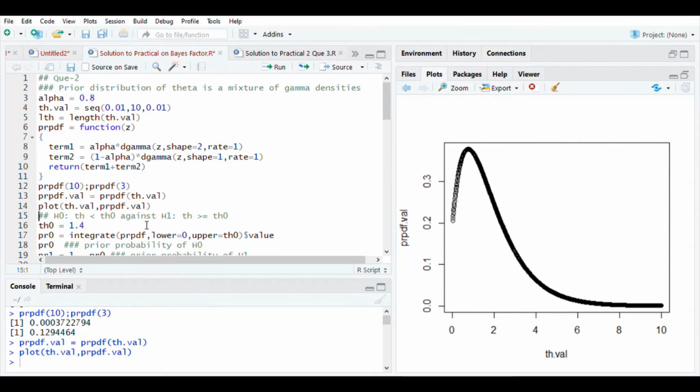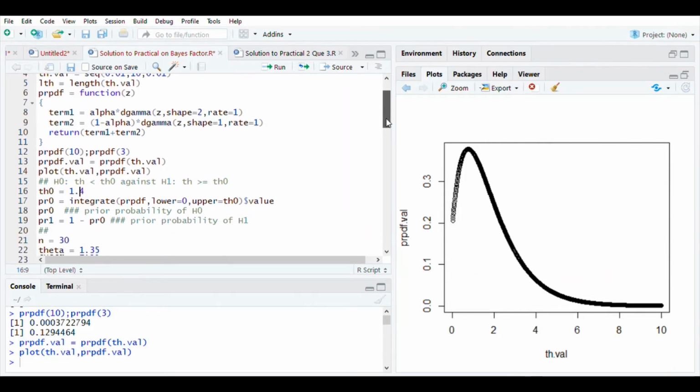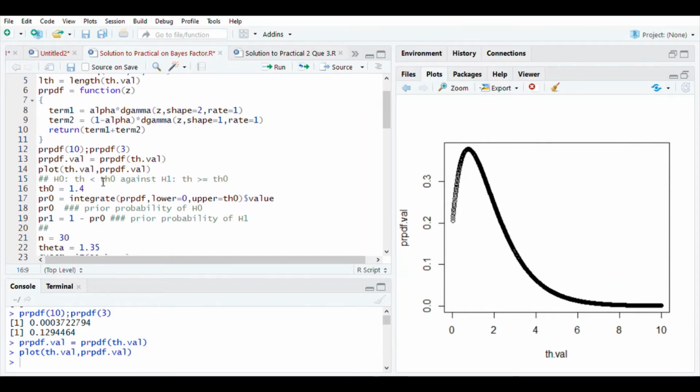Now we are told to test the hypothesis that theta is less than theta naught against theta greater than theta naught. So theta naught here is given as 1.4. Now, because we want to test the hypothesis in favor of H naught, we will need the prior probabilities of both these hypotheses.